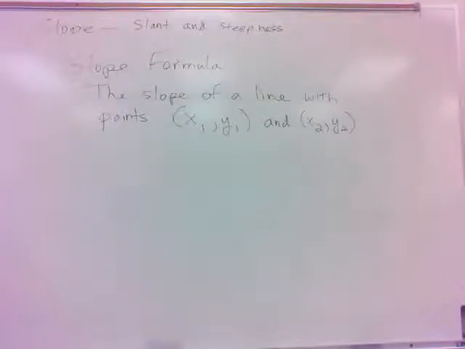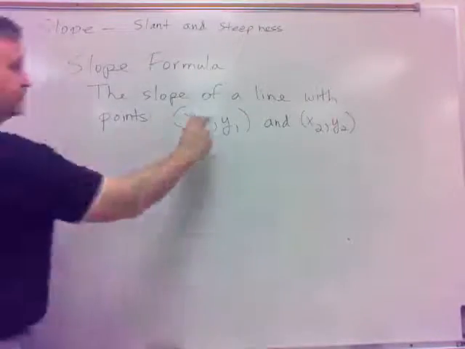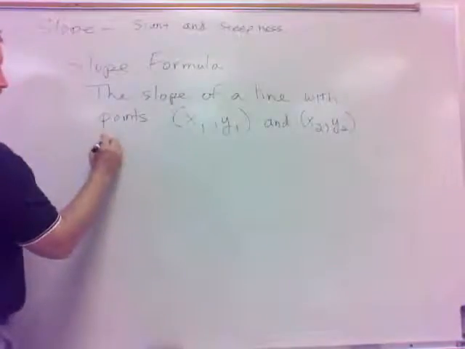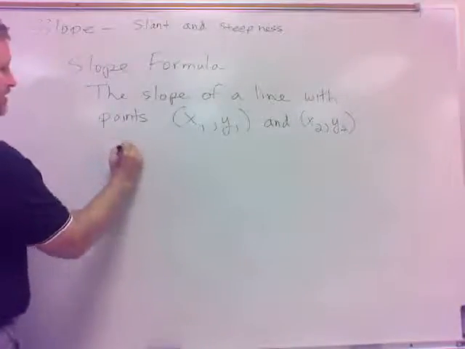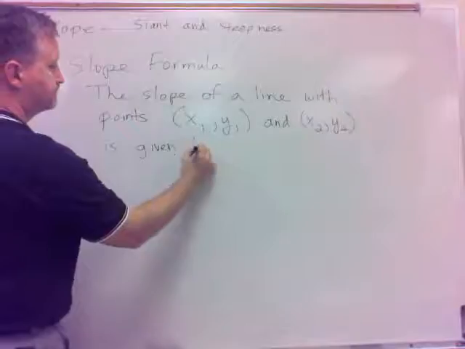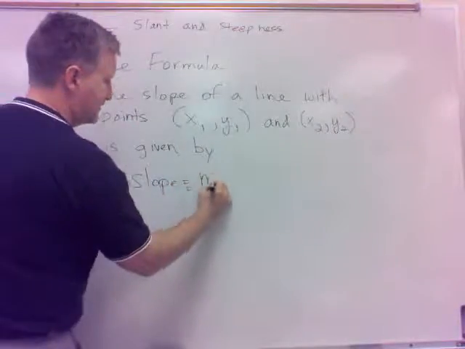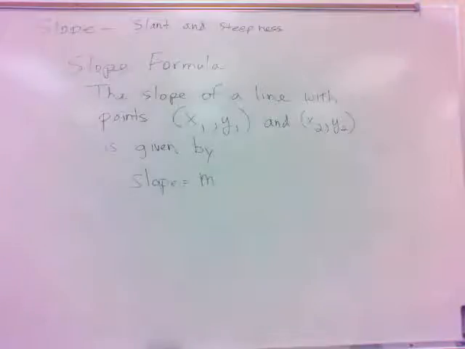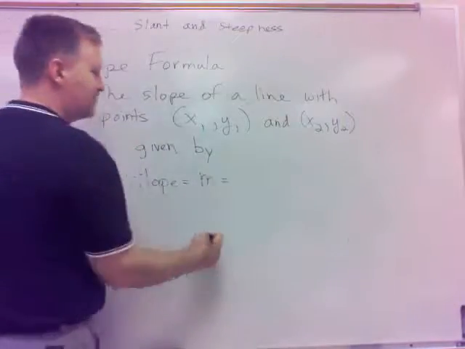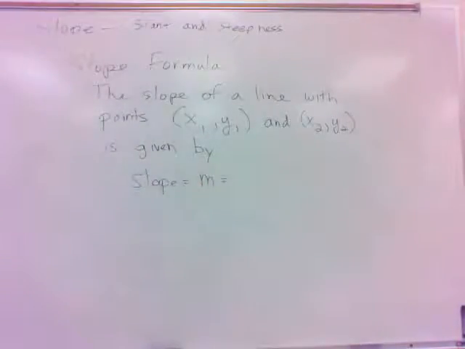Okay? So anyway, if those are my 2 points, then the slope of the line with those points is given by this formula. Slope equals, and now here's another little bit of notation, m is going to be the letter designation for the slope. Why m? I think it has to do with the word slope in Latin or something like that. Don't know for sure, but somebody can take me on that. But m is the letter designation for the slope.